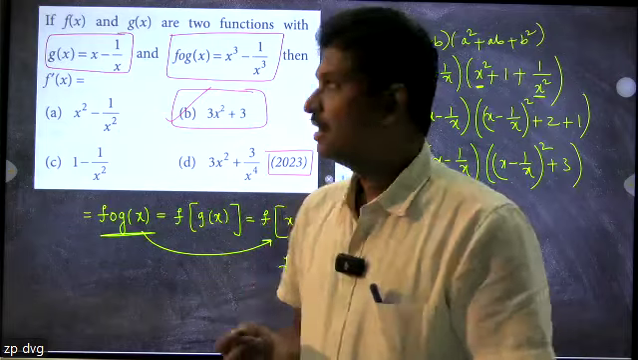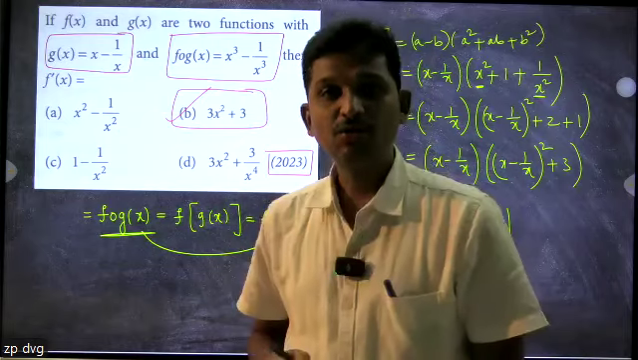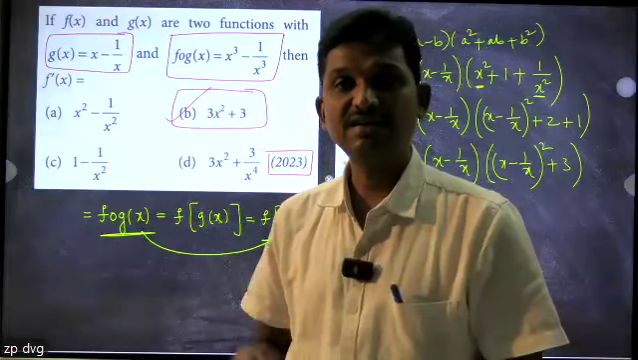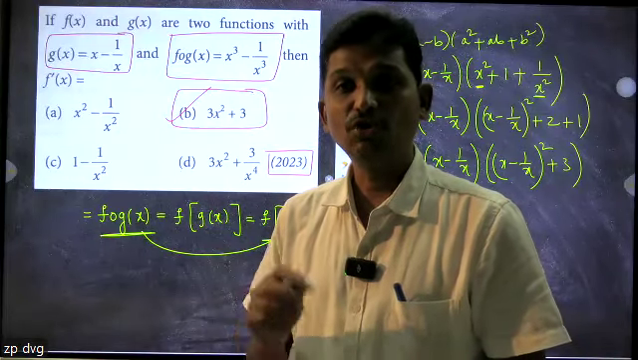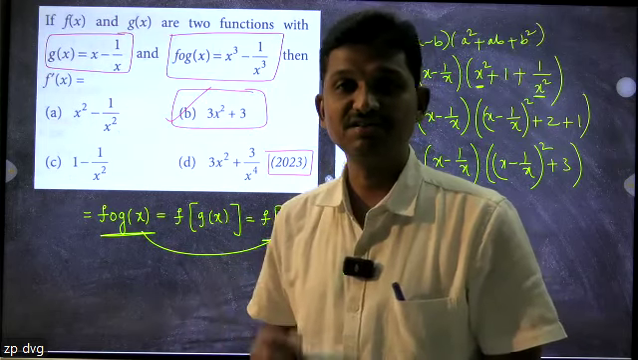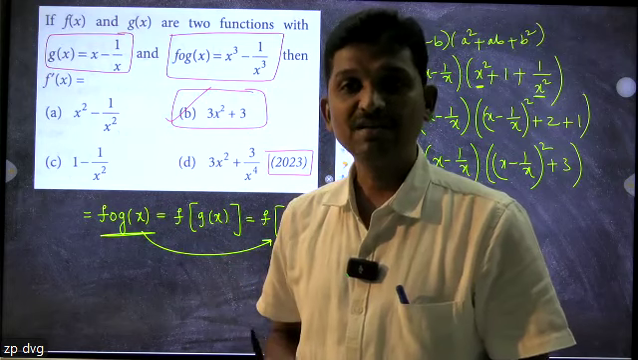In the next class, we'll do implicit function related problems. To find the derivative of an implicit function, there is one shortcut that we'll discuss in the next class. A total of 4 classes are given for continuity and differentiability. This is the third class. In the next class, we'll finish this chapter. I hope you understand this. Thank you.